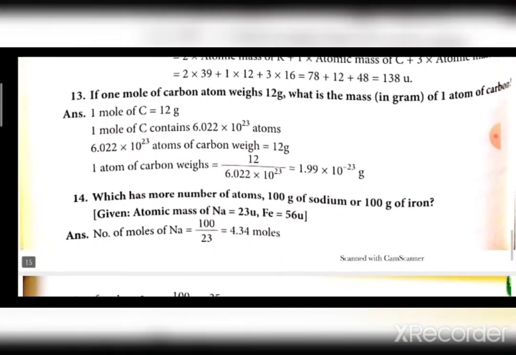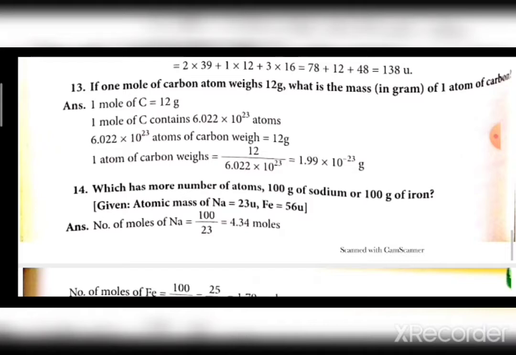Then question number 13. If 1 mole of carbon atom weighs 12 gram, what is the mass of 1 atom of carbon? So we have to take the formula which I have told you. If we have to calculate the mass of 1 atom, then we have to write the molecular mass upon the Avogadro number. So molecular mass or the atomic mass of carbon is 12. So upon 6.022 into 10 raised to the power 23 we have to do. That will be 1.99 into 10 raised to the power minus 23 gram. That is the mass of 1 atom of carbon.